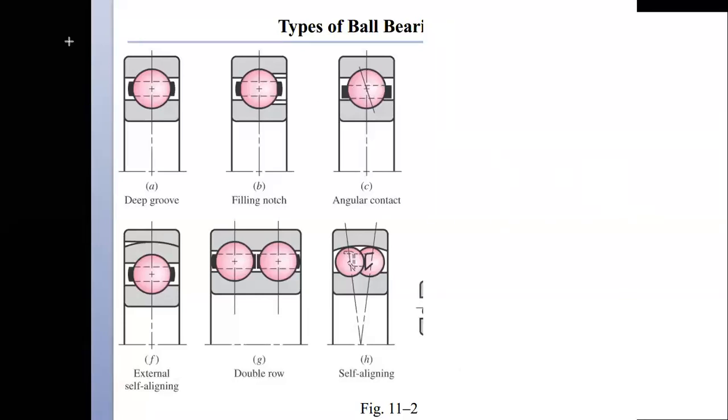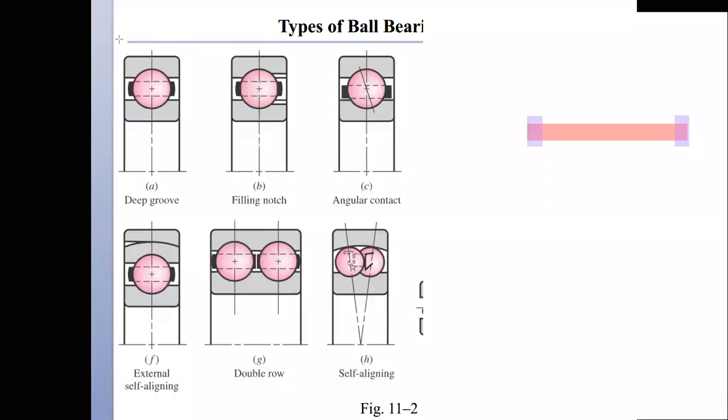Let's just take a simple shaft. Let's say that we have a shaft over here, and let's put two bearings on this shaft. For example, let's say there is one bearing over here and there is another bearing over here. Now, what can be the loads on this shaft?